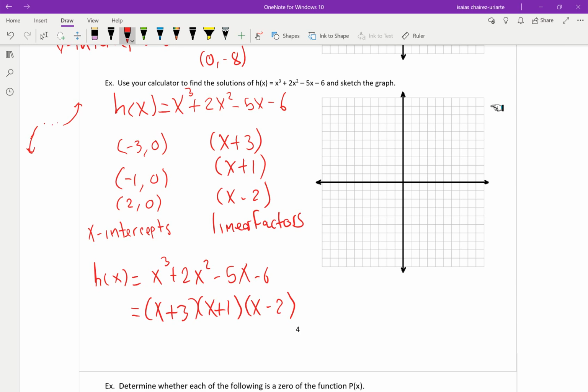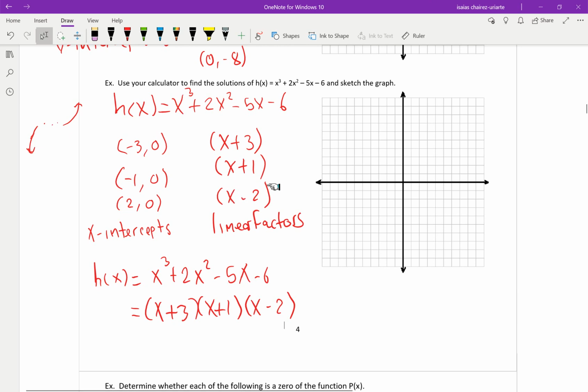If you know the x-intercepts of your polynomial, or the graph of your polynomial, then you also know the linear factors. You know the factorization of your polynomial. Yeah, that's important to know. X-intercepts and linear factors sort of go hand in hand. Notice that the signs are reversed. If you have a negative x-intercept, like negative 3, 0, you have x plus 3. It becomes positive. If you have a positive x-intercept, then you have x minus 2 as your linear factor.